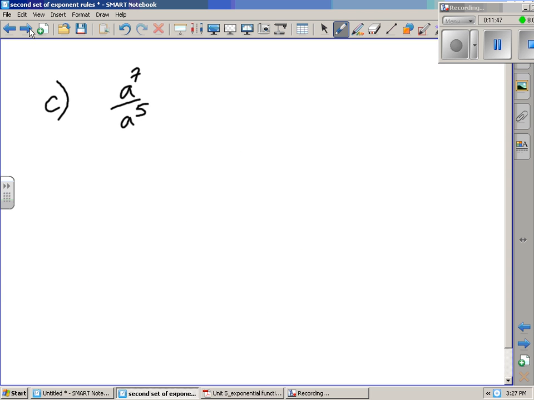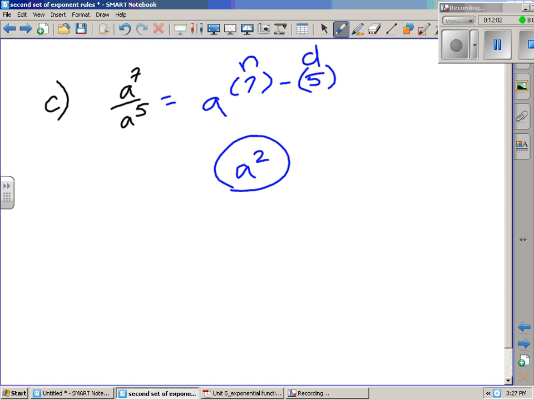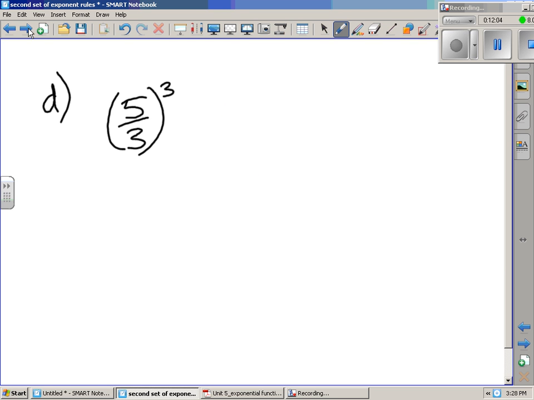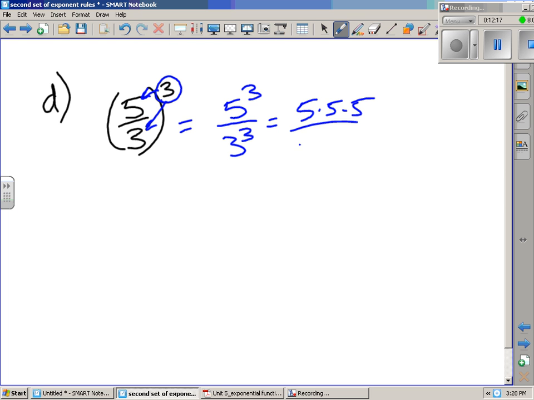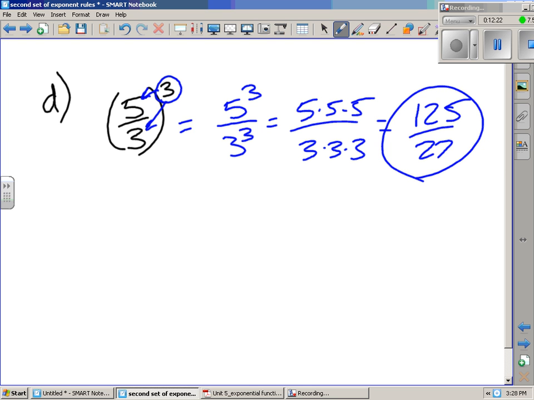In C, when the bases are the same and you have a fraction, subtraction better be your action. So we take the numerator's exponent and we subtract the denominator's exponent. And we get a to the 2nd power. Letter D, power to a group you distribute to both the numerator and the denominator. So it's 5 to the 3rd over 3 to the 3rd, which equals 5 times 5 times 5 over 3 times 3 times 3, which is 125 over 27.